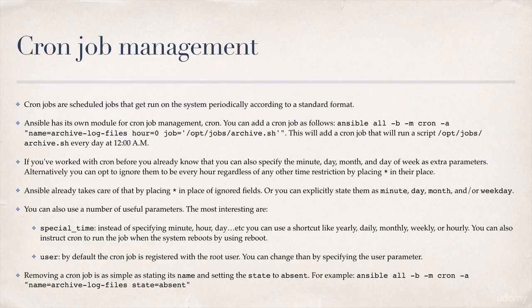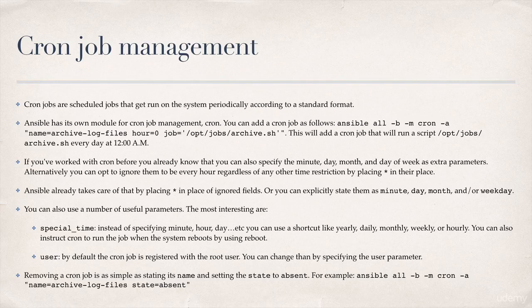This is the last part of this section, and this is the last module that we're going to cover in this section, and it is called the Cron module. As the name suggests, the Cron module is used for cron job management. Cron jobs, if you don't know about them, are scheduled jobs that get run on the system periodically according to a standard format that is specified by the user or by the administrator. Ansible has its own module for cron job management, which is called Cron.